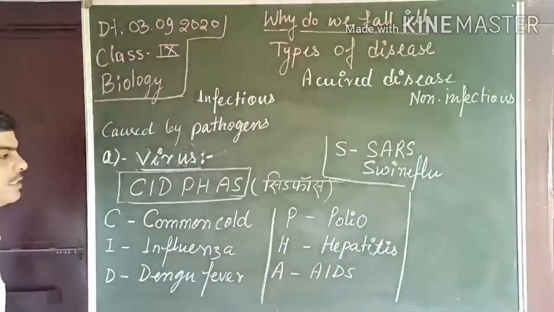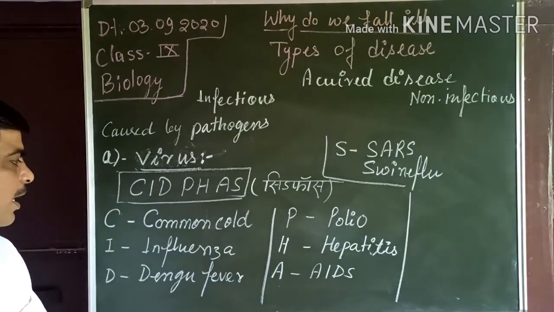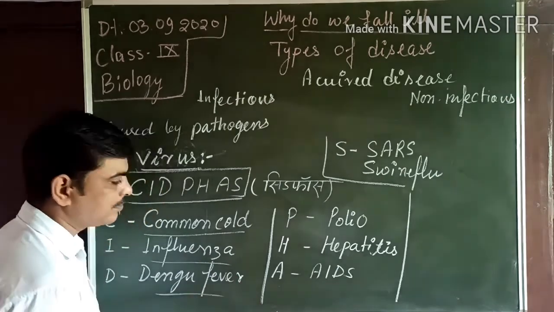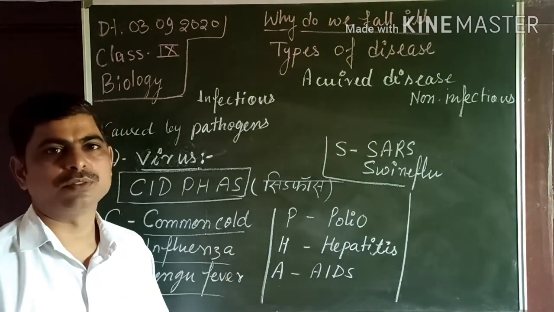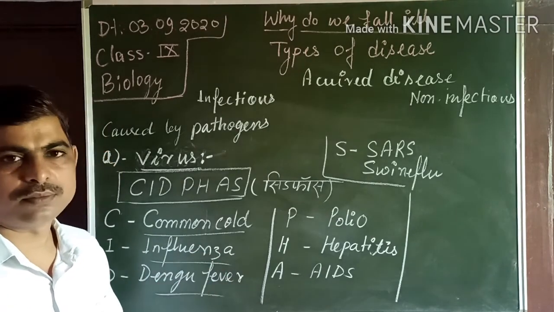So if you make a trick to learn the diseases, it will become easy to learn any disease. Otherwise, if you learn these names one by one, there is more chance to miss those. So try to learn by a trick.